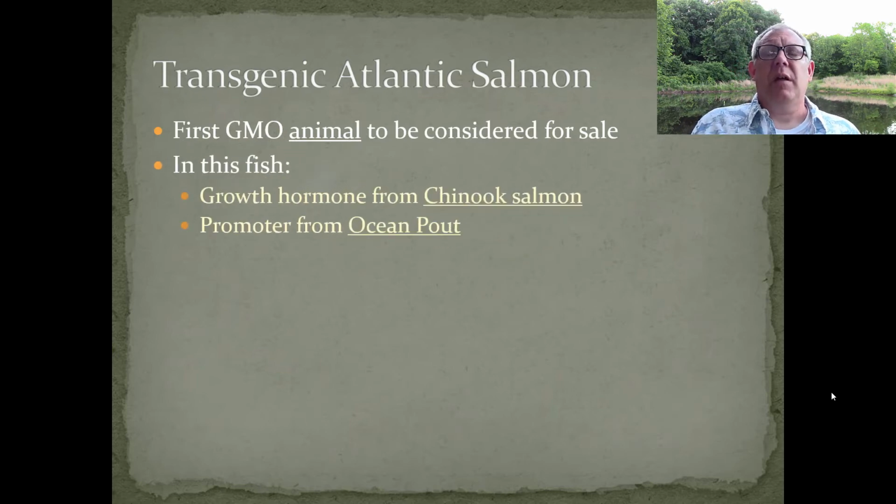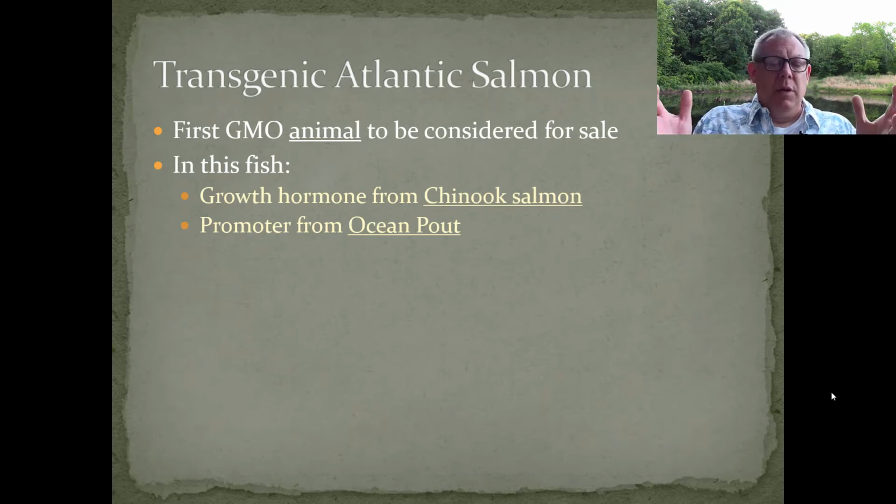So how is this fish genetically modified? There's a gene for a growth hormone from a Chinook salmon that got spliced into this Atlantic salmon. Those are different species. Then the promoter for that gene came from an ocean pout, which is a completely different species, and I think it's in a different family even.